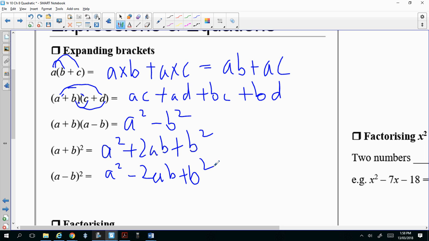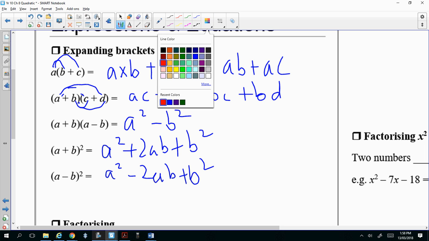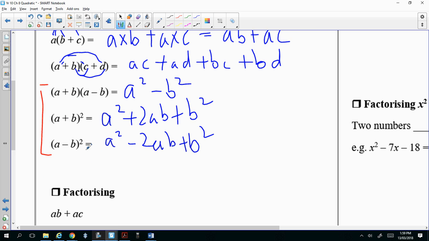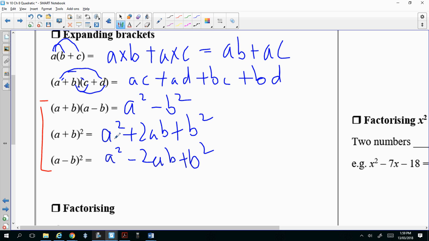So note the similarity and differences between them. Very important. People can get mixed up with the first one, this one, and the last one. It's very easy to get confused, so make sure you see the difference. One is plus and minus. One is a minus square. So the minus square means a minus b, a minus b. That's different from this one, where one has a plus, one has a minus. Any question on the expanding?